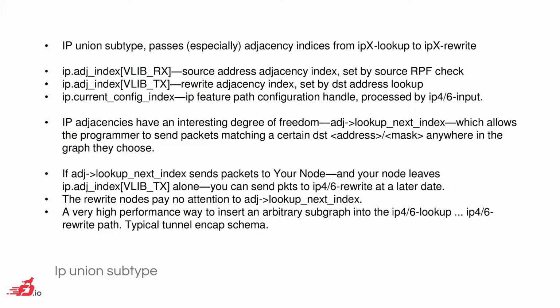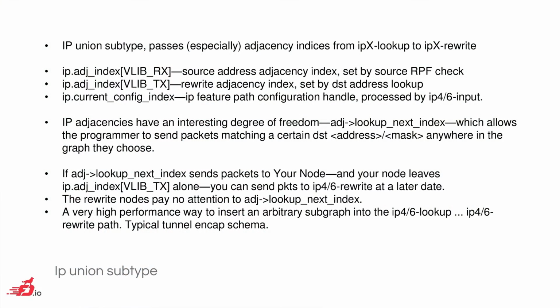Again, I'm wrecking my slides here. If the adjacency lookup next index sends the packet to your node and your node leaves the IP adj index of vlib_tx alone, you can send the packets to the rewrite engine sometime later. So you can actually put little or even extensive feature subgraph arcs into the IP lookup rewrite chain by simply having an adjacency that diverts the packet off into a subgraph arc that then eventually shoves the stuff back into IP4 or IP6 rewrite. And the rewrite nodes pay no attention to the lookup next index because it's not really their business. They look in the rewrite header.